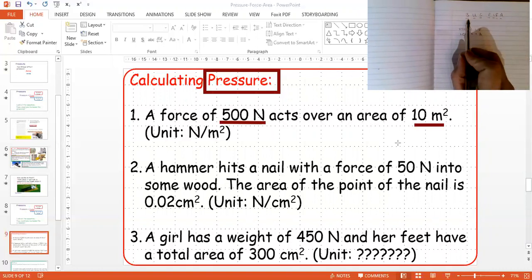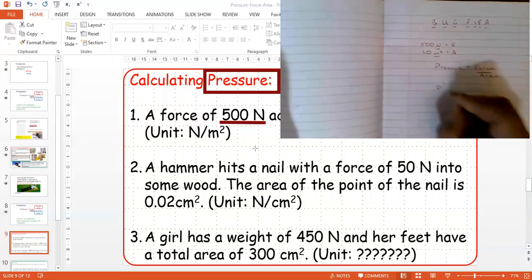So I've boxed on the PowerPoint, sorry, I've boxed what I'm finding out. Now I've underlined and grabbed my data. Now I'm going to write down my formula. So pressure is equal to force over area. So now I'm going to insert my numbers.